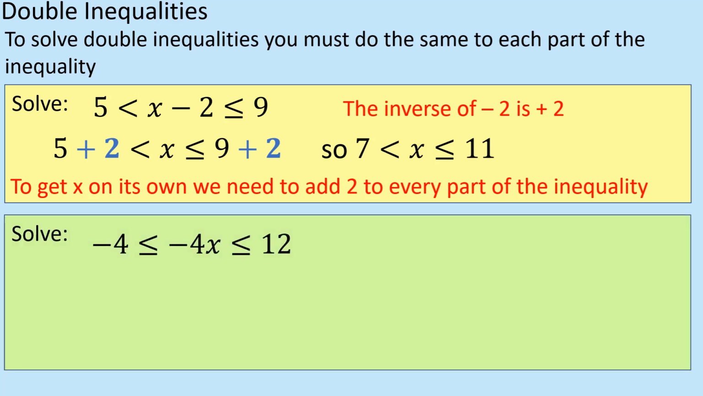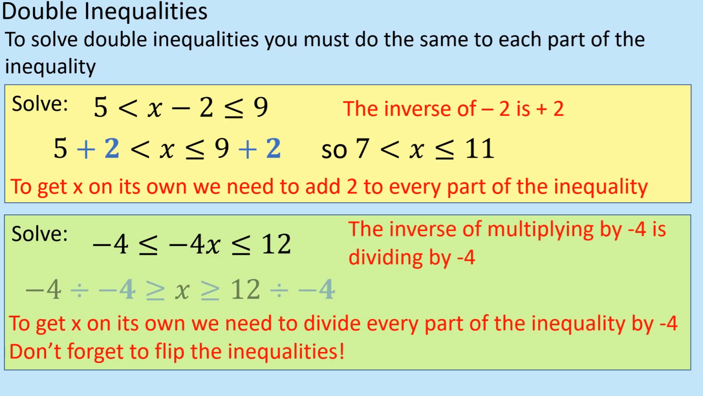Looking at this one, and again you'll notice straight away that I'm trying to throw a curveball in for you: you've got a minus 4x in there, and it's minus 4 times x. So that means I need to divide by minus 4. I'm going to divide both sides by minus 4. But what happens to the inequalities when I divide by a minus? They're all going to flip over.